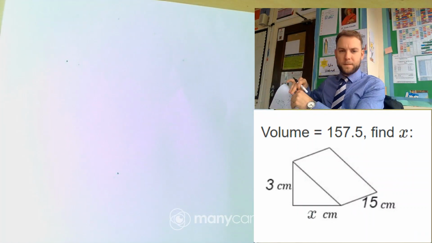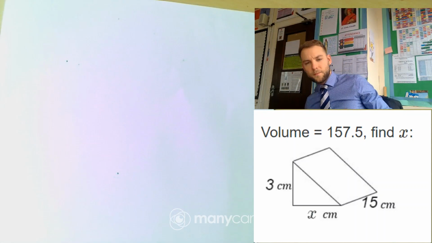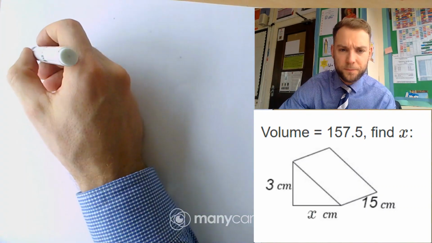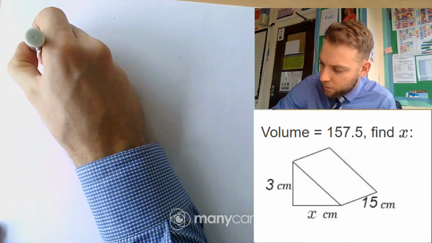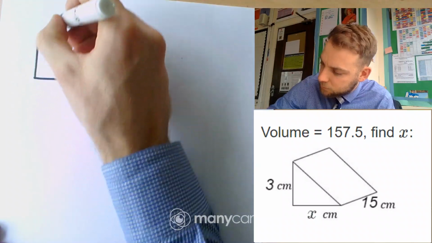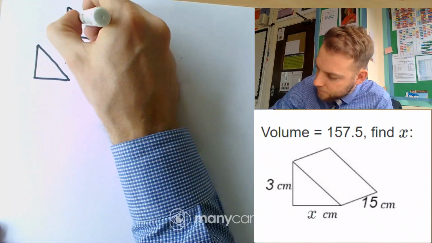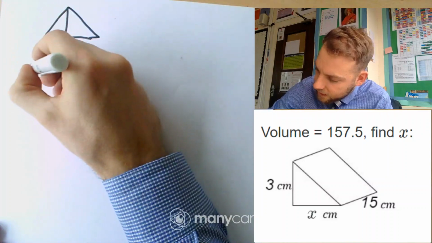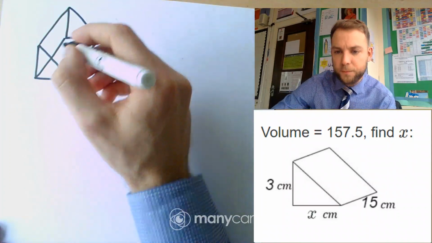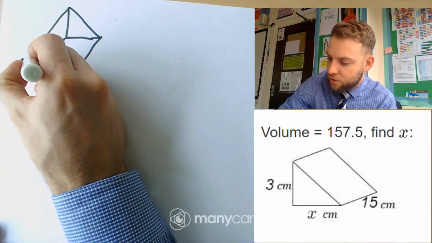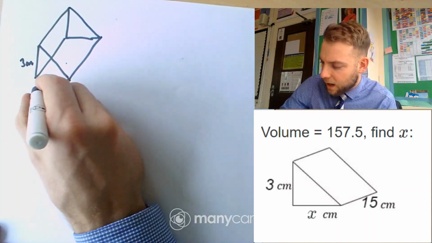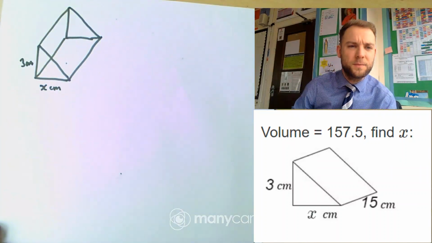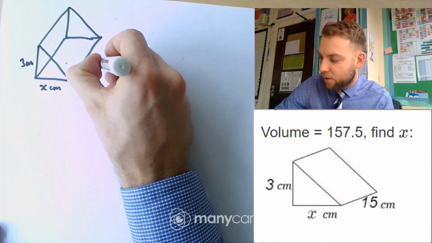So, this question here is a triangular prism. So, here we've got our triangle. I go up and left. My second triangle, connect them all up. I've got a vertical height of 3. I've got a base of x. And I've got a depth of 15.